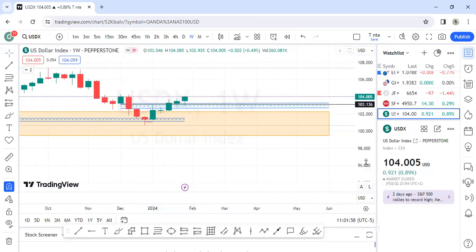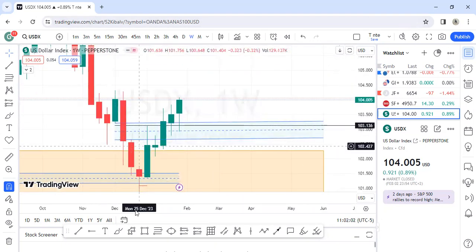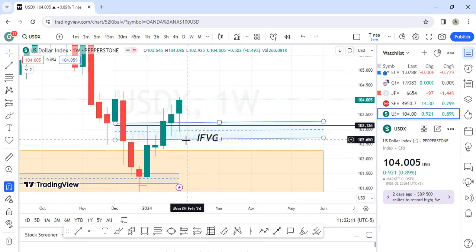So look very carefully, closely, sorry. We had an inverted fair value gap here. So we have this IFG. IFG simply means a broken fair value gap turned resistance, right? So I had this IFG at that point, right?